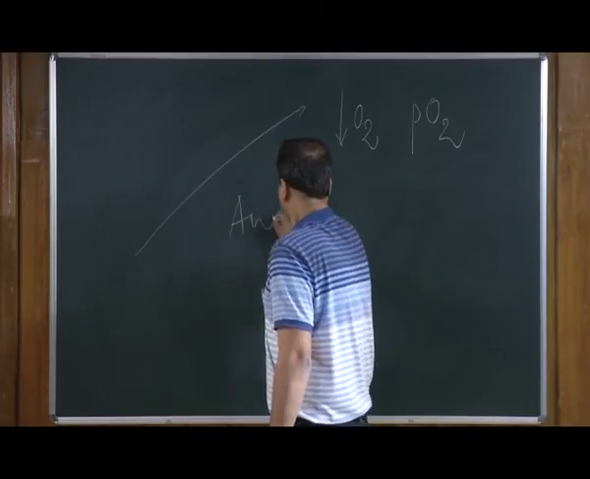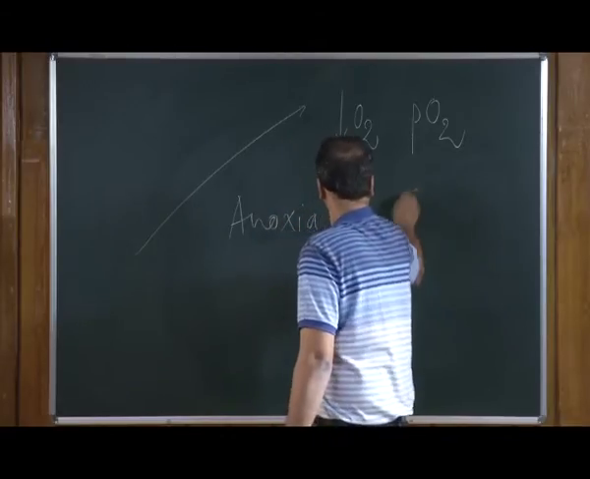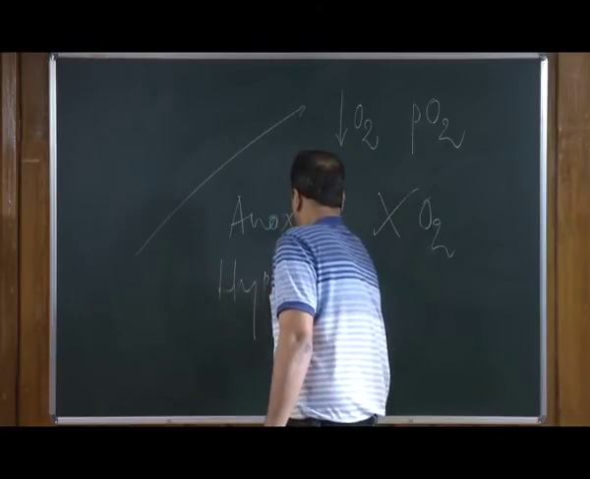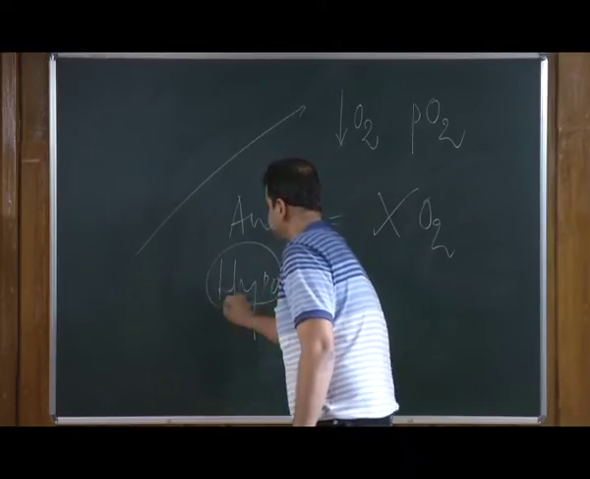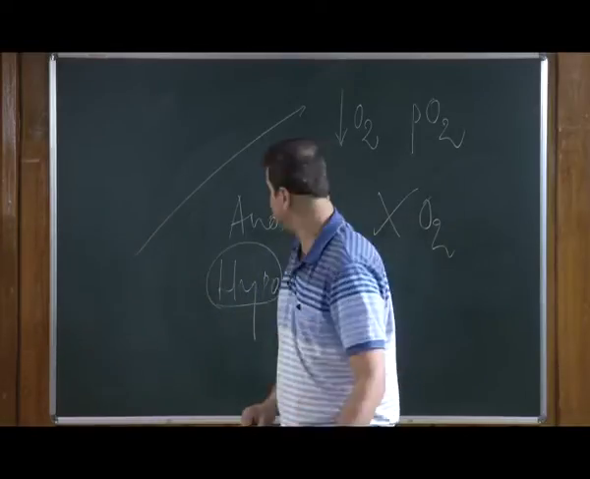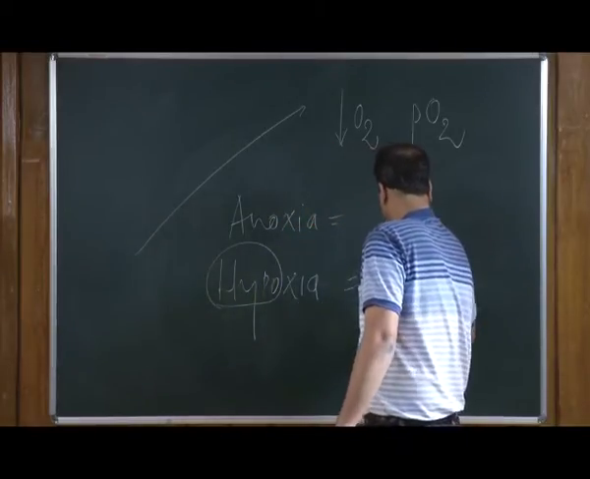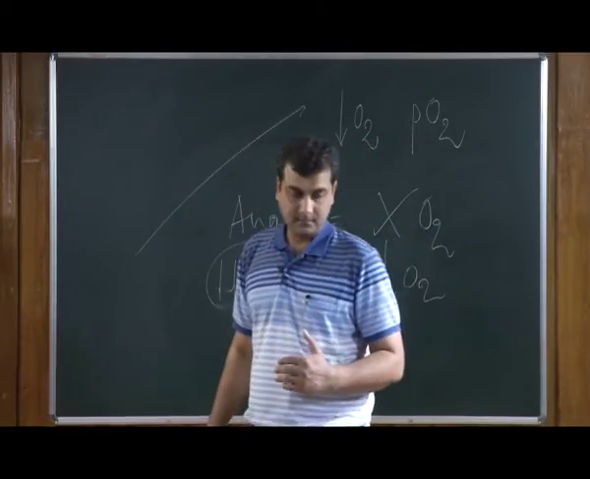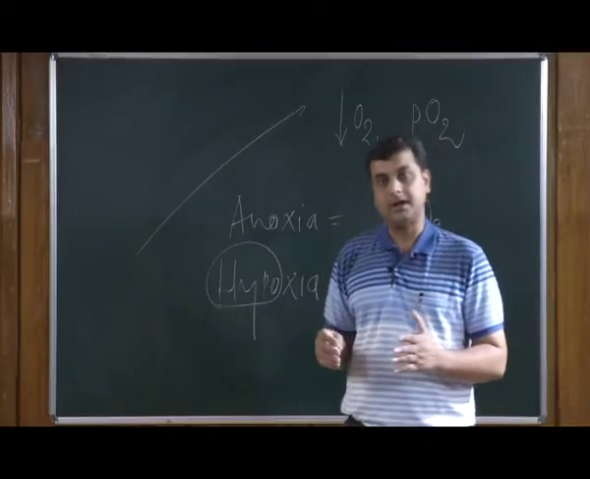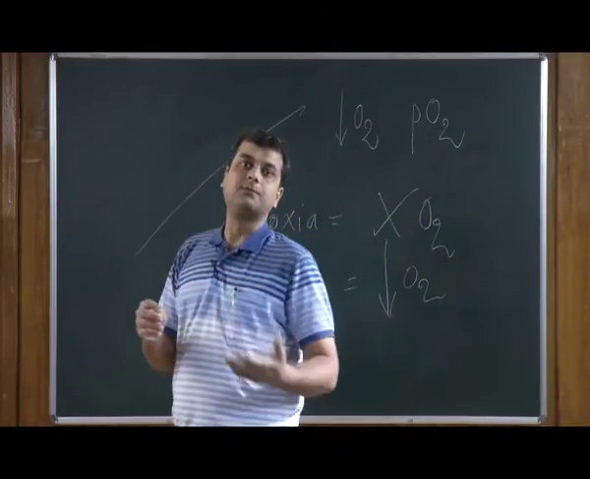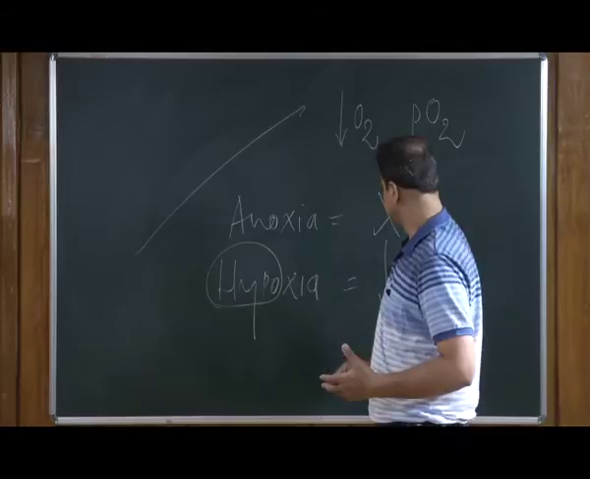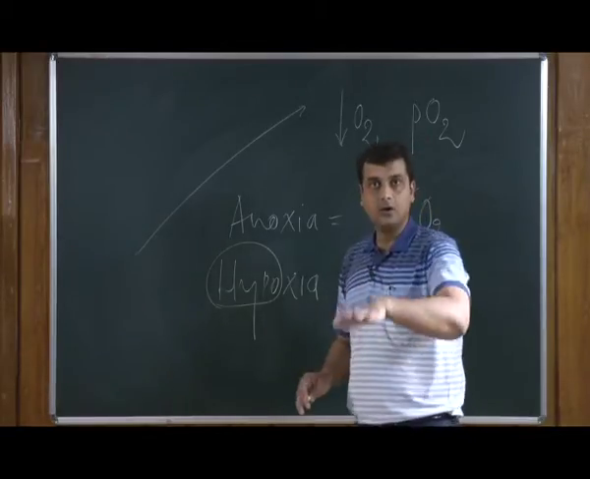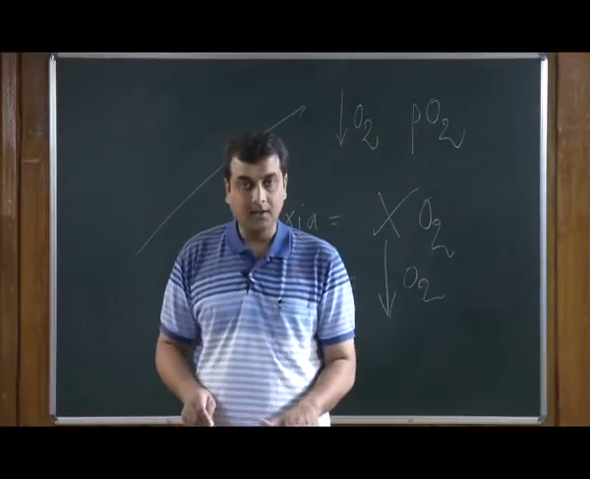So, anoxia is basically no oxygen, and hypoxia is less oxygen. Hypo means less. So, hypoxia stands for less oxygen. This is a quite commonly encountered problem in human physiology. One can always encounter a situation where the oxygen pressure is down, and the condition is called hypoxia.